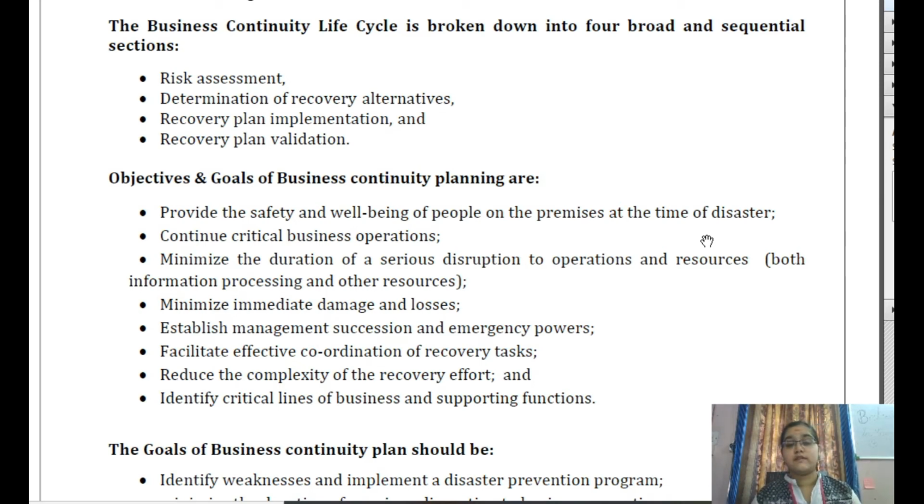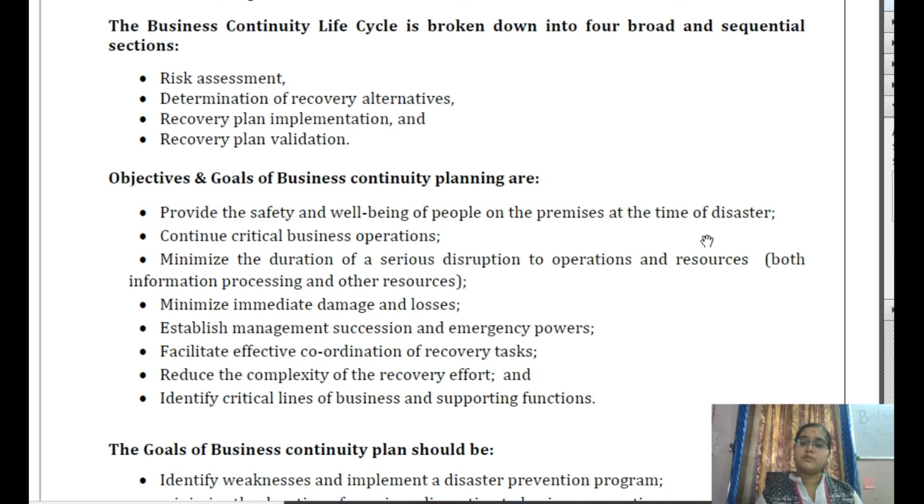Reduce the complexity of the recovery effort. The recovery effort must not be too complex to recover things. It must be easy and smooth going. Then facilitate effective coordination of recovery tasks. Recovery is not one activity, it is a combination of several activities. It includes emergency hospitalization services, contacting the fire department, or contacting any important people who can help in the recovery. Then reduce the complexity of the business recovery effort, and then identify critical lines of business and support functions.